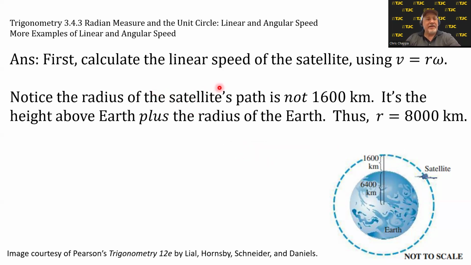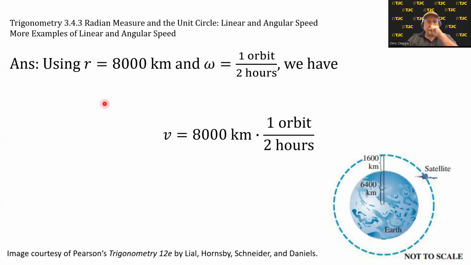First, we're going to calculate the linear speed of the satellite using v equals r times omega. Notice the radius of the satellite's path is not 1,600 kilometers. It's the height above the Earth plus the radius of the Earth. And since the radius of the Earth is illustrated as 6,400 kilometers, the radius of the satellite's orbit is 8,000 kilometers. Using a radius of 8,000 kilometers and an angular speed of omega equals one orbit in 2 hours, we have v equals 8,000 kilometers times one orbit per 2 hours.